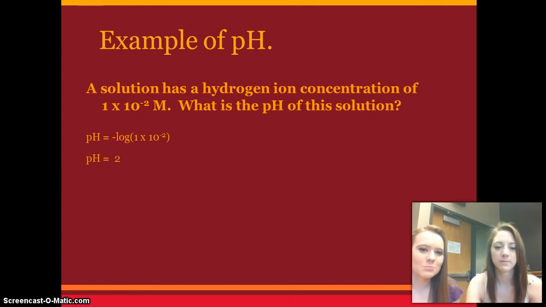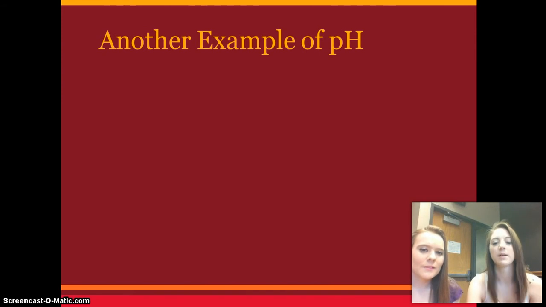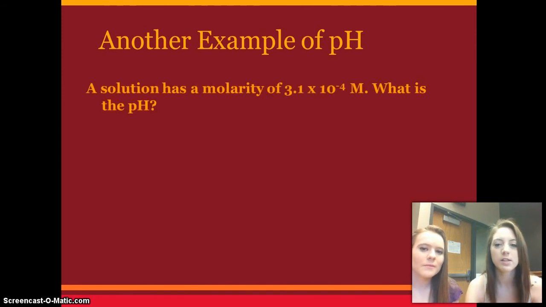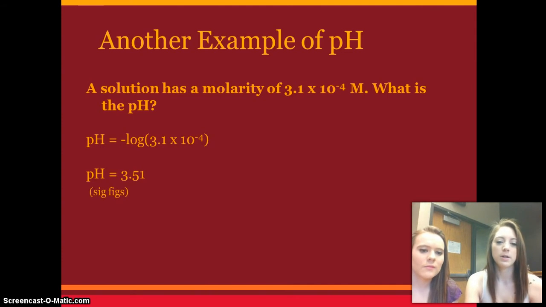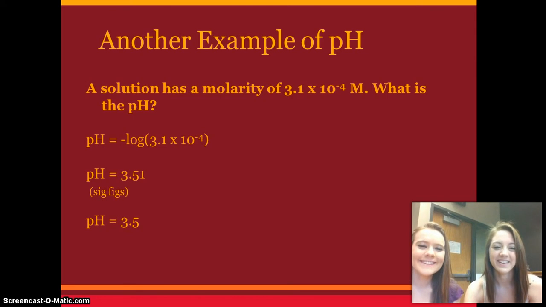And then it's 2. Another example would be a solution has a molarity of 3.1 times 10 to the negative 4th molarity. What is the pH? And then you just plug that number in there. And the answer is 3.51, but because of sig figs, it would be 3.5. I don't know the units for a pH, if it even has units, so it's just a number.